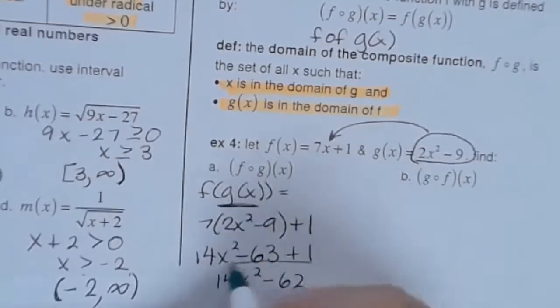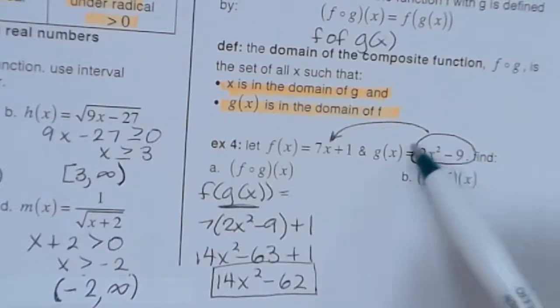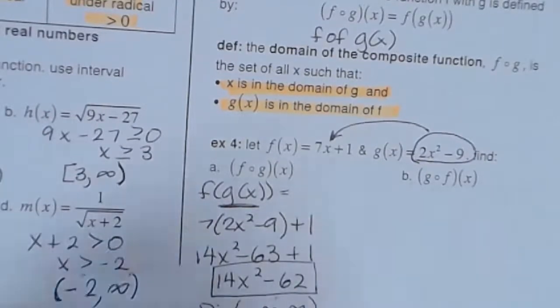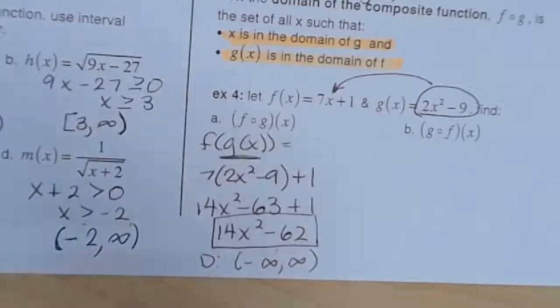Now, domain. What's my domain of g of x? All real numbers. What's my domain of that? All real numbers. So if I was to ask you for the domain, it would just be -infinity to infinity. Then I go to the next one.